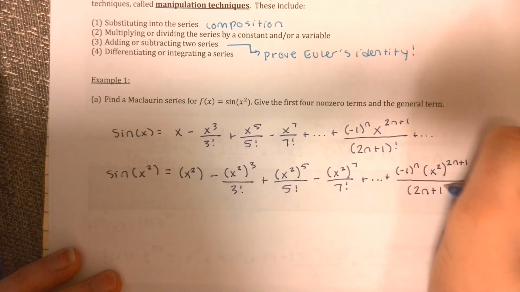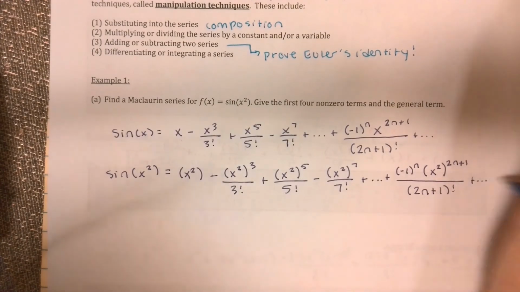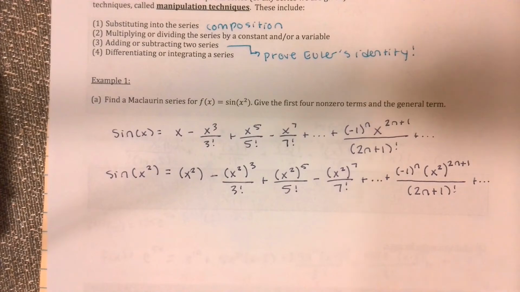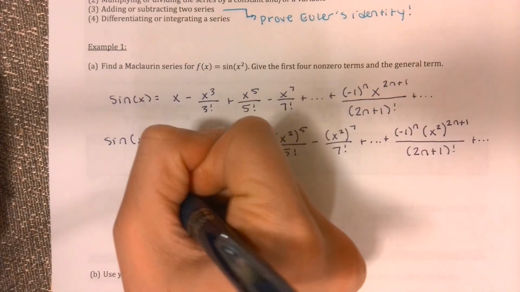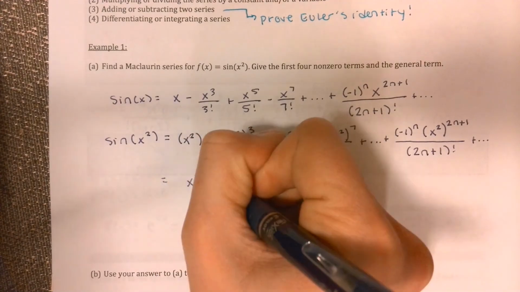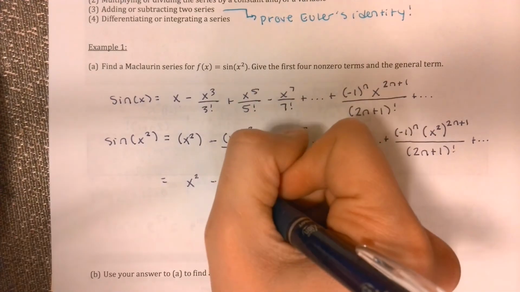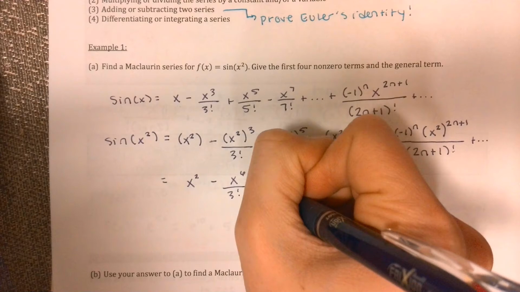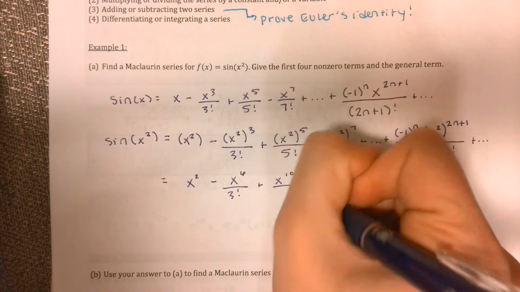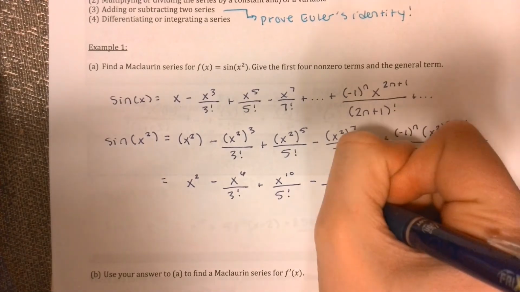Notice that doing it this way will also help. We don't have to redefine the general term if we just do replacement. Keep my formatting up. Okay, so our final answer, if we want to simplify all the exponents, would be x squared minus, okay, what happens when you raise an exponent to another exponent? You multiply them. So x to the 6th over 3 factorial plus x to the 10th over 5 factorial minus x to the 14th over 7 factorial.